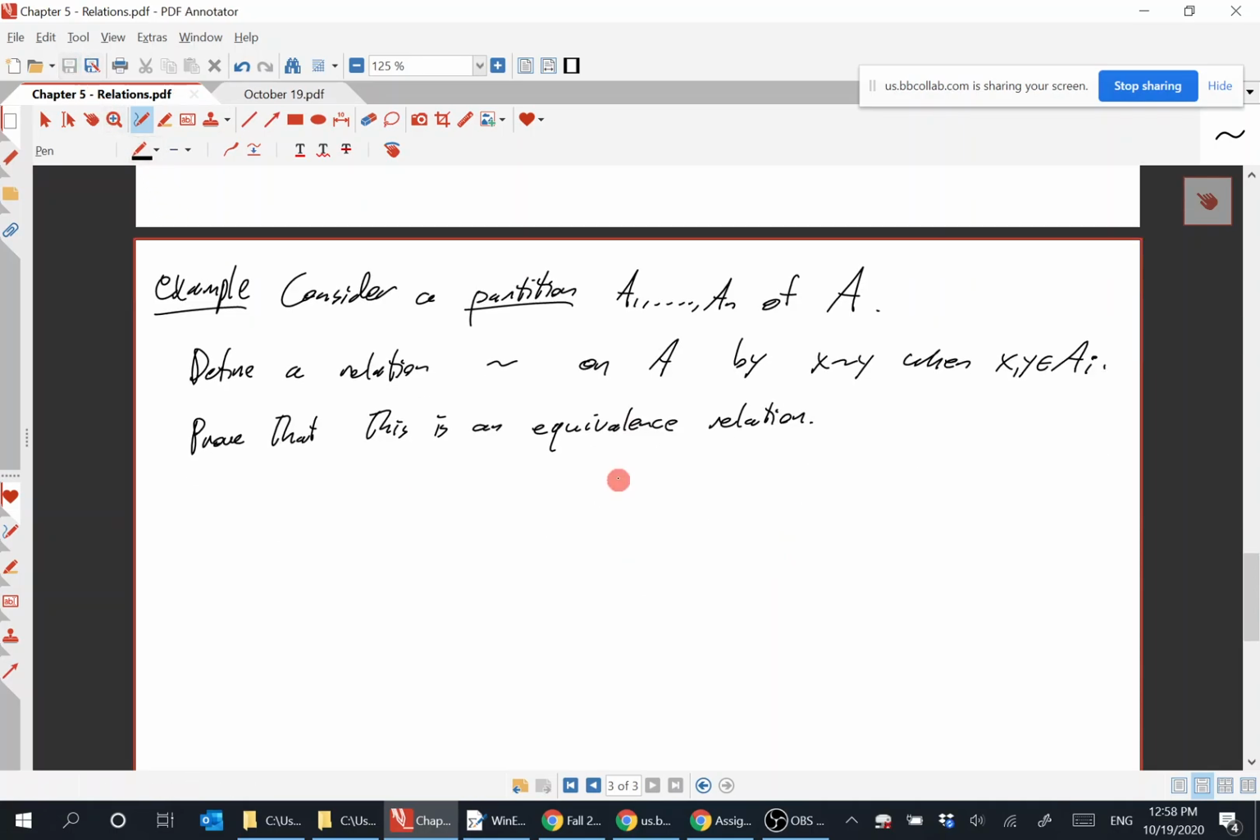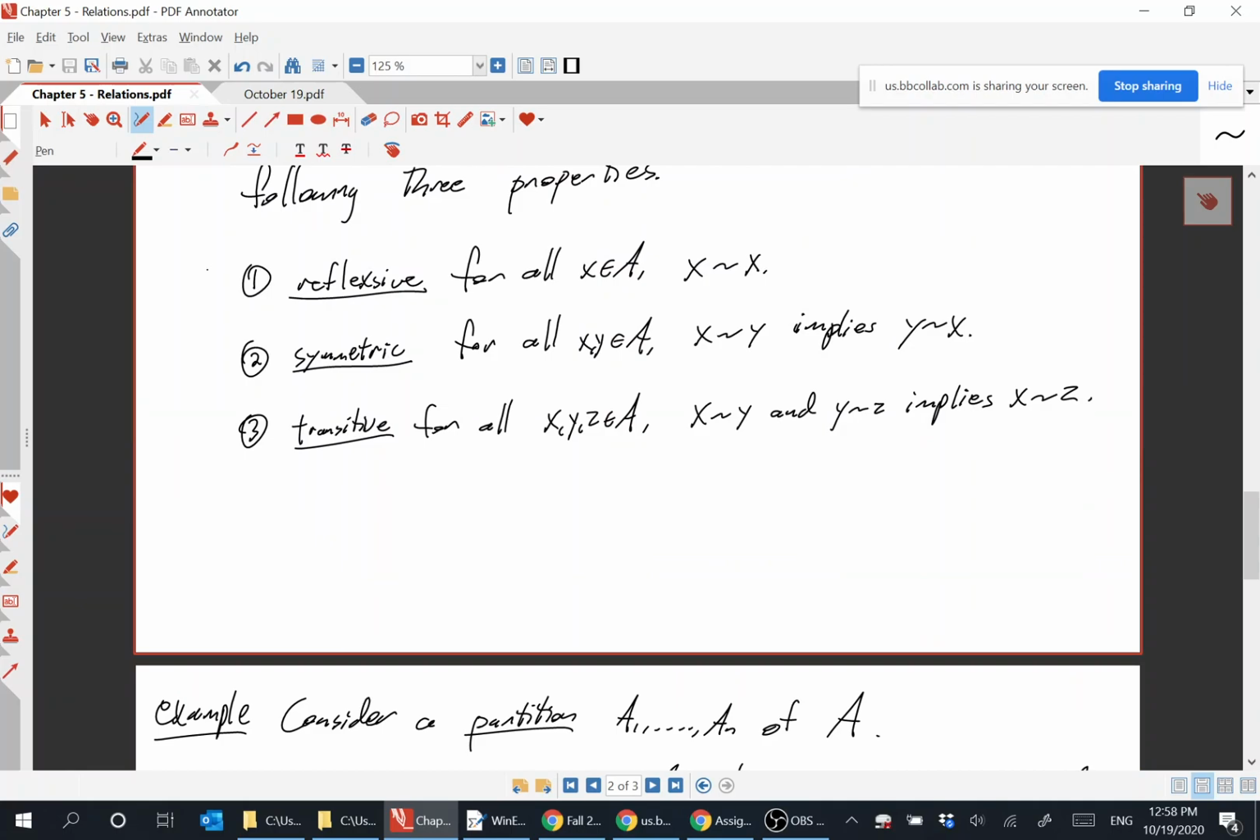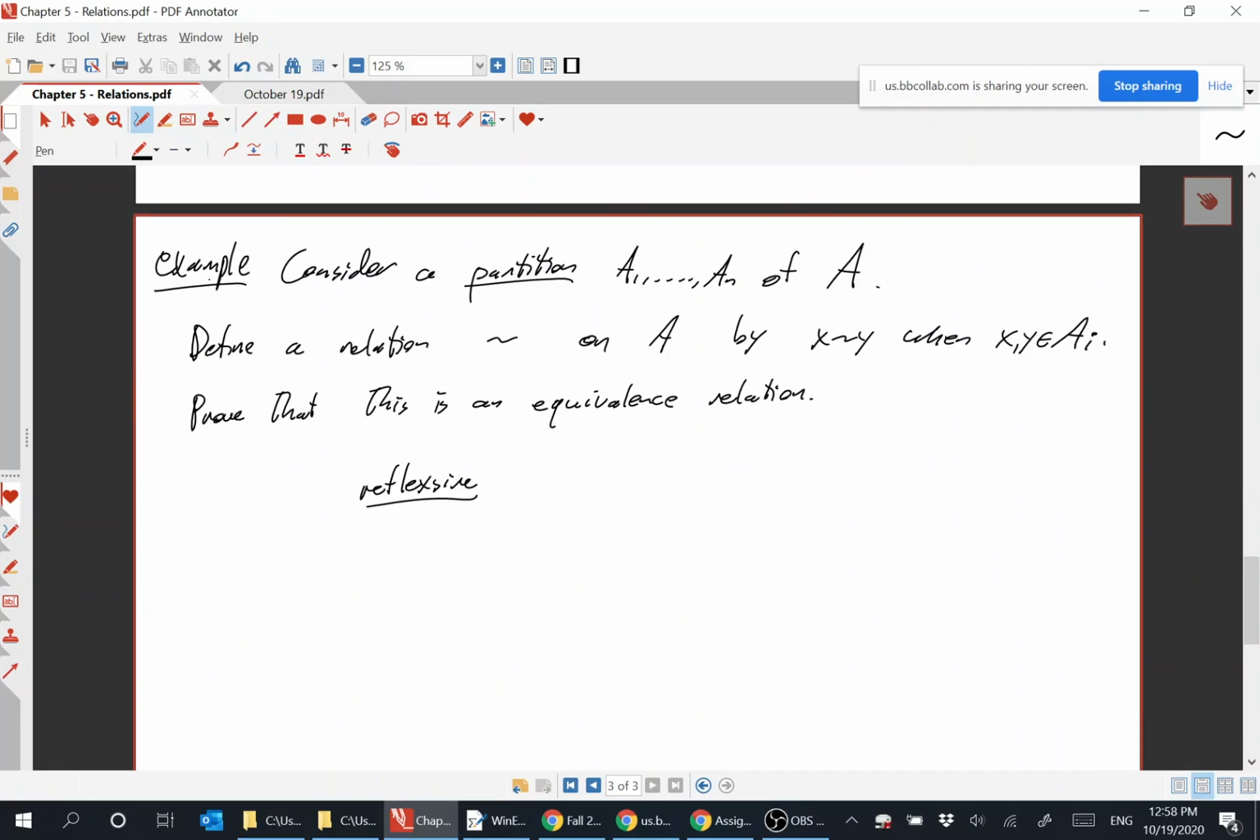Okay. Reflexive. So to be an equivalence relation, we have to be a relation that satisfies those properties above: reflexive, symmetric, and transitive. Okay, so is X related to X for every X in A? If you take an element X in the set A, are X and X in the same block of the partition?